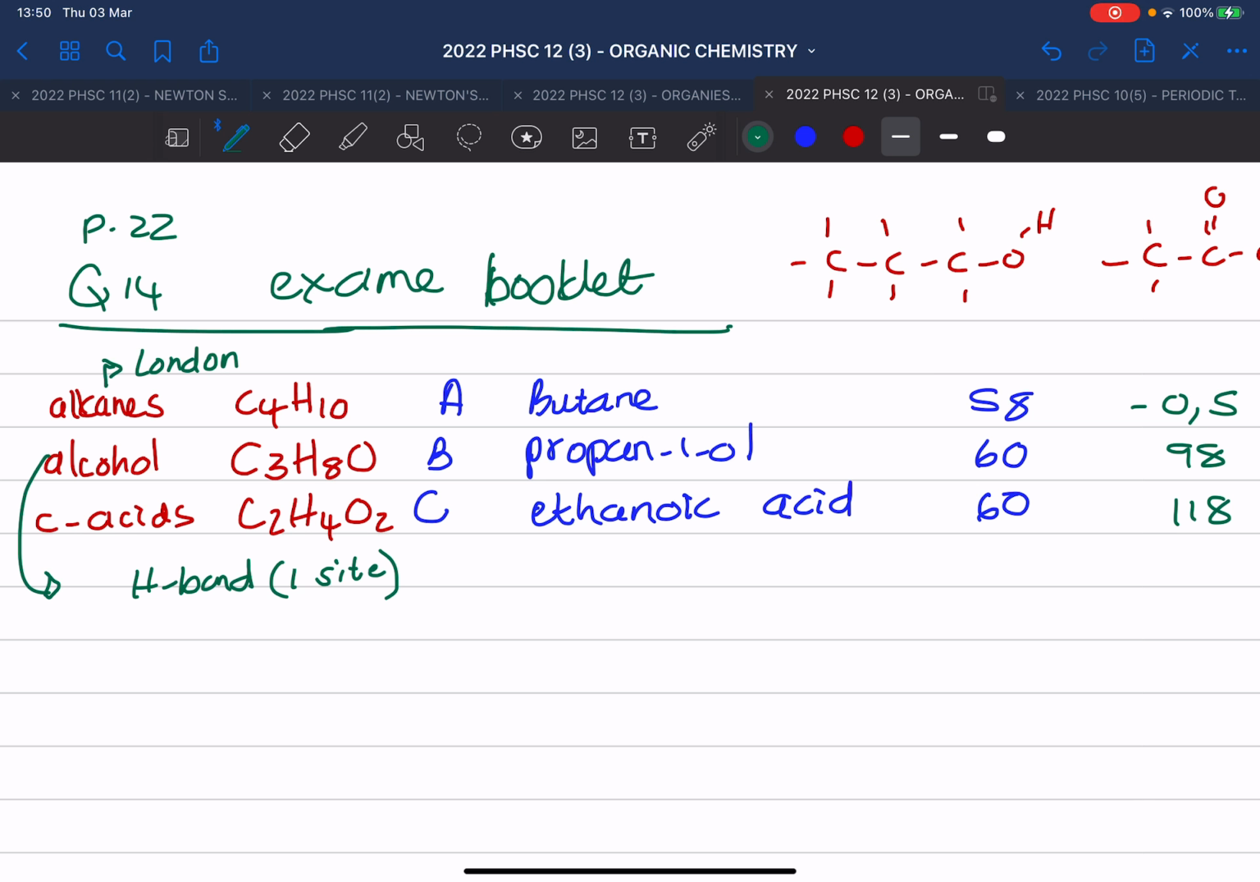Right. Then carboxylic acid also has hydrogen bonds, but it has two sites. Yes. Thank you.